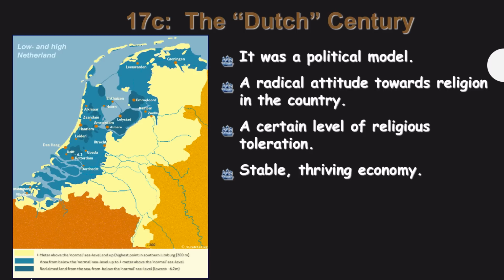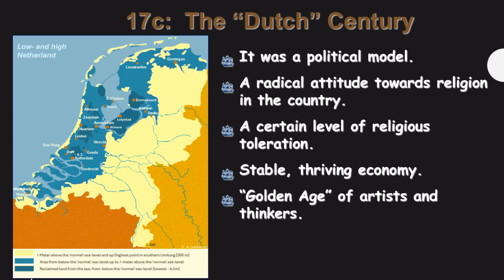Stable, thriving economy, that's the one thing that the Dutch have going for them. They've always had a stable, thriving economy. Some of those issues will be discussed later as well to layer on to that. And then this is the golden age of artists and thinkers within this territory of the Netherlands and the Dutch region. Lots of art and architecture and thinking parameters are coming out that are going to be utilized when we start talking about 4.2 and 4.1 when it comes to art.